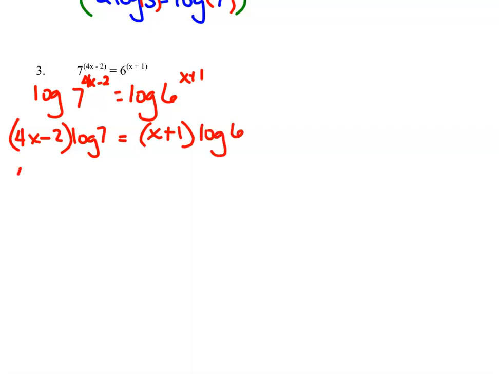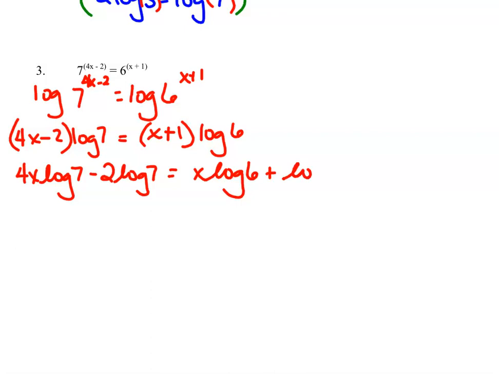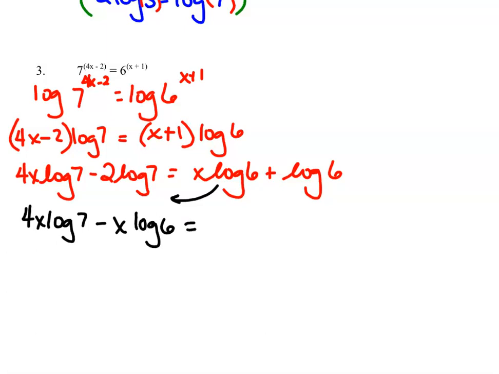Then we distribute, so we have 4x log 7 minus 2 log 7. On the right, we have x log 6 plus 1 log 6. And then rearrange our terms so that anything with an x is on the left. That means I'm going to subtract this one over. Anything that doesn't have an x is going to get moved to the right, so I'm going to add that piece over here.